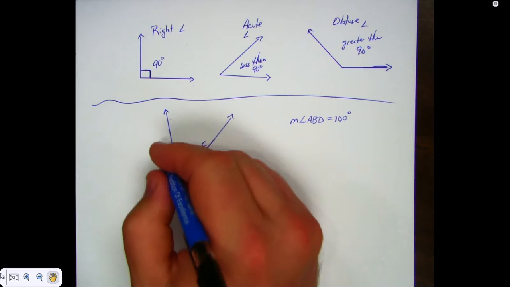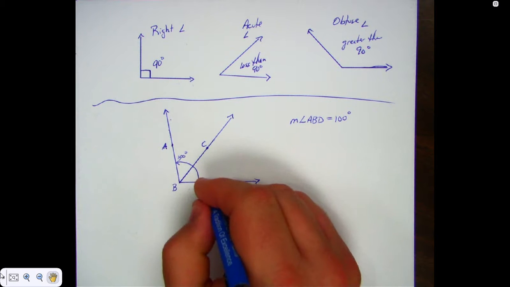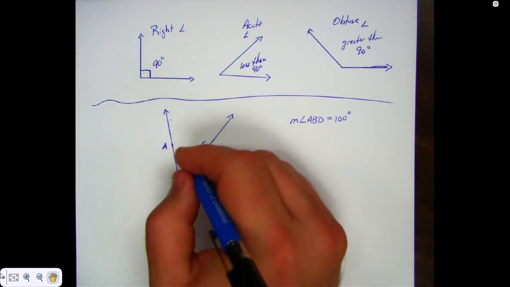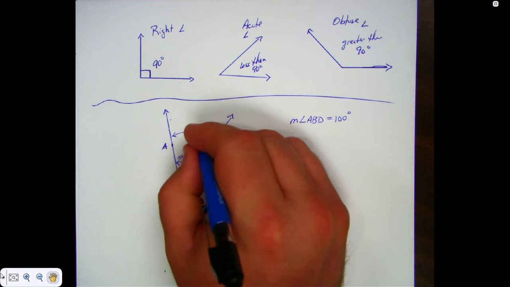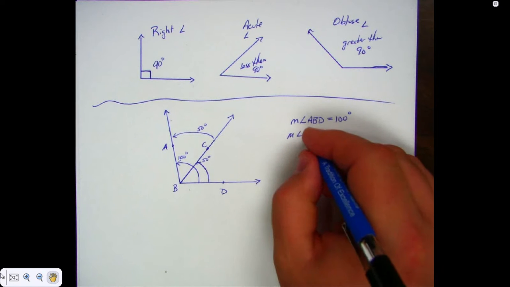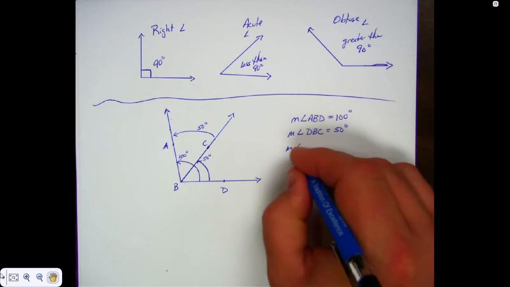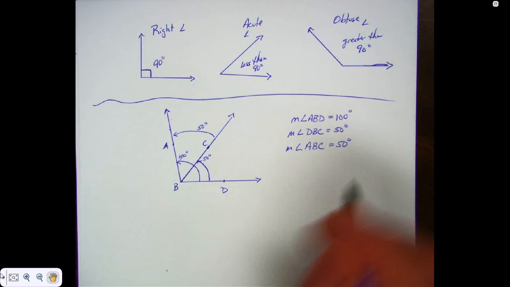Did you notice I made another dot? Try to measure the next one out. Did you guys notice what I measured it to be? What does it look like I measured it to be? And you're right. I measured that one to be 50 degrees. What does that mean this one right here is? So the measure of angle DBC is equal to 50 degrees, and the measure of angle ABC is equal to 50 degrees.